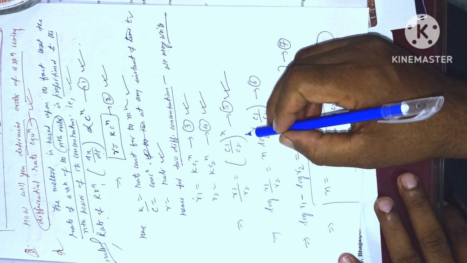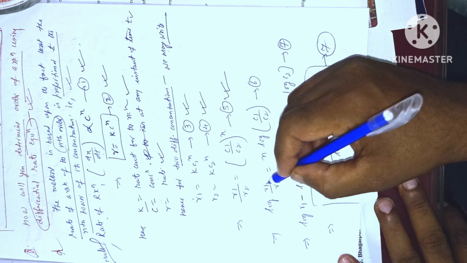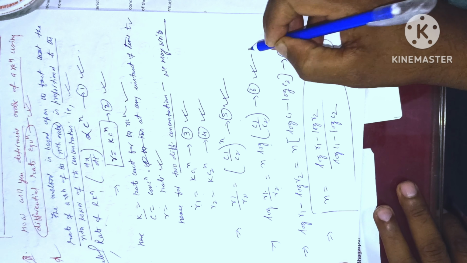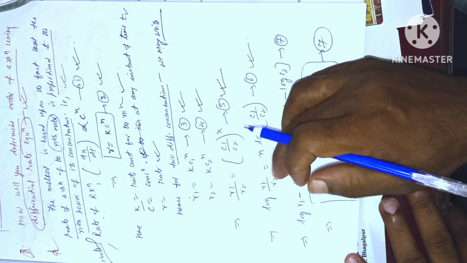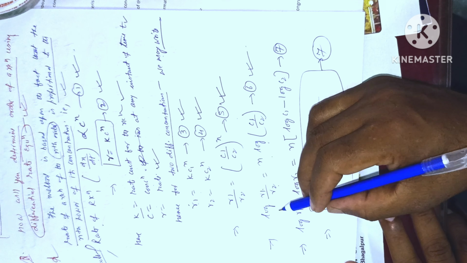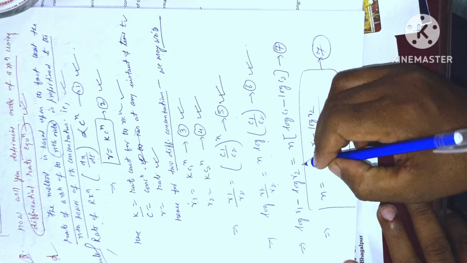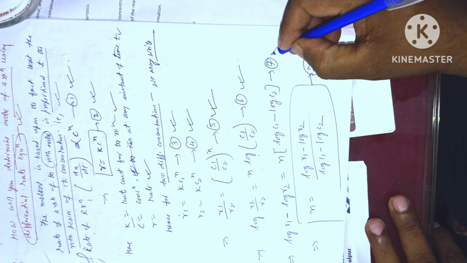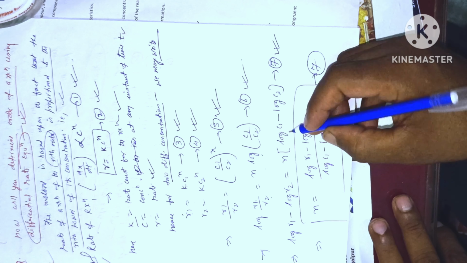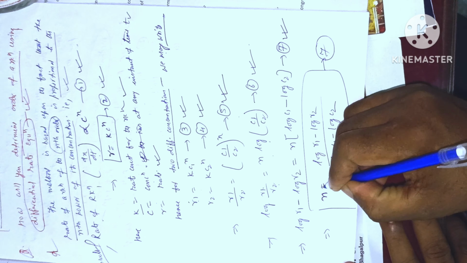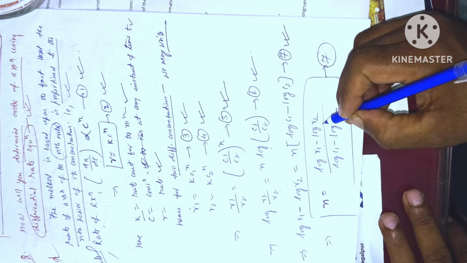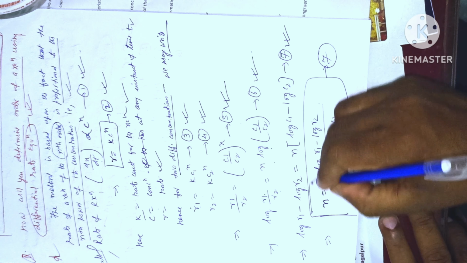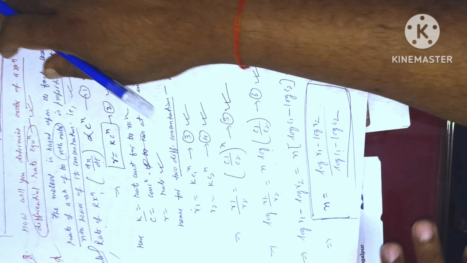Now taking log on both sides, we have log R1 upon R2 equal to n log C1 upon C2, equation 6. Now log m by n, we know, is log m minus log n. Similarly, log R1 minus log R2 equal to n times the bracket log C1 minus log C2, equation 7. Therefore, taking n to this side, n equals log R1 minus log R2 divided by log C1 minus log C2, equation 8.